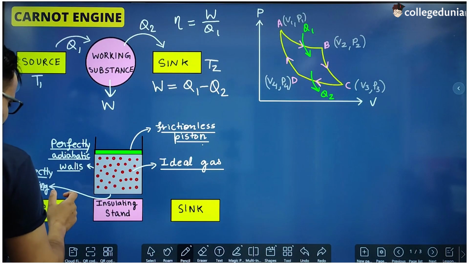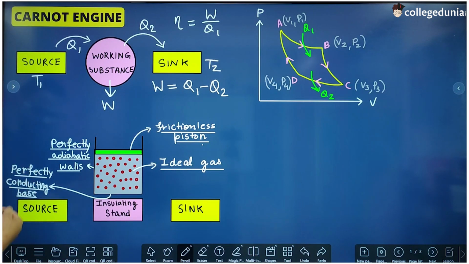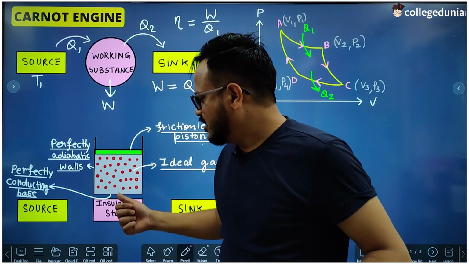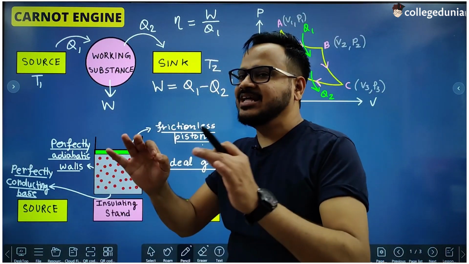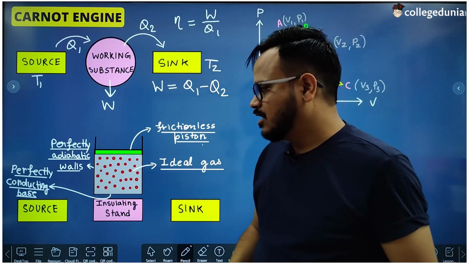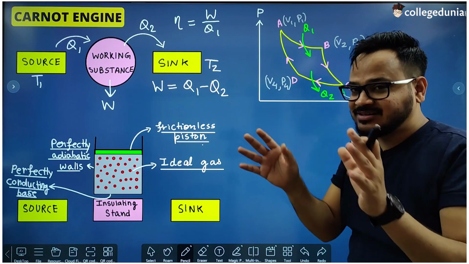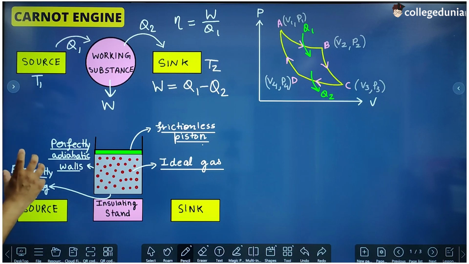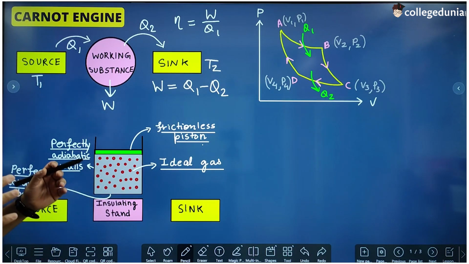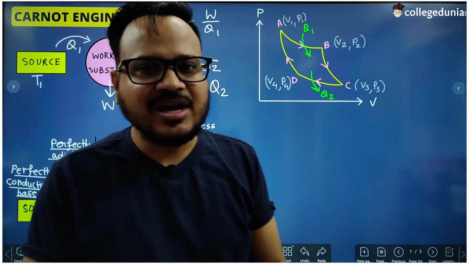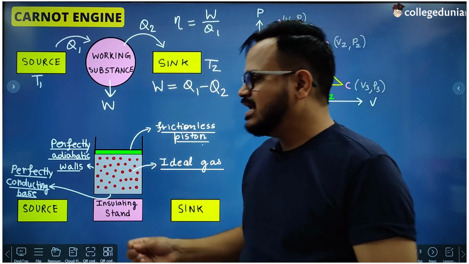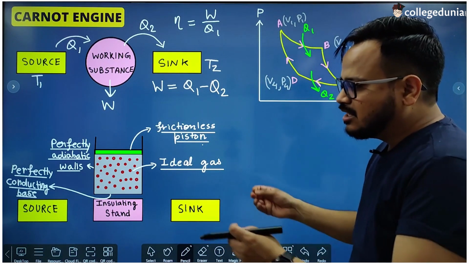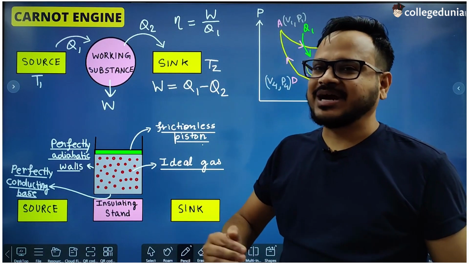And again it says that the base of this cylinder should be perfectly conducting. Perfectly conducting means heat freely flows through this base into the gas and out of the gas, and no material in the universe is perfectly conducting. By universe I mean the universe that we know, not the entire universe. It says that the source and sink both should have infinite thermal capacities, and by infinite thermal capacity it means that any amount of heat can be extracted from the source and any amount of heat can be rejected into the sink. Their temperatures will not change. That is practically not possible.